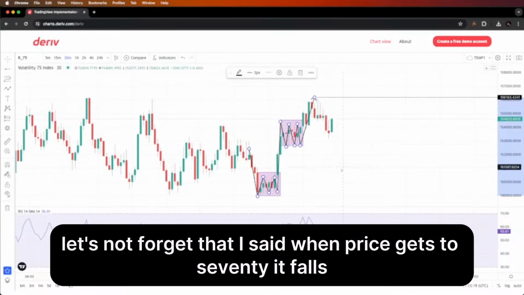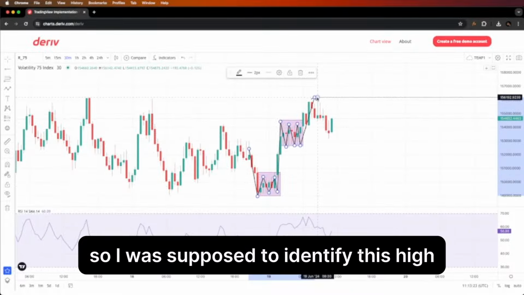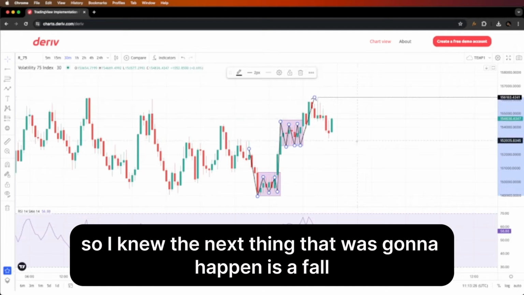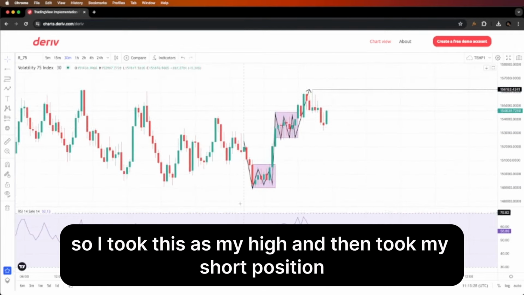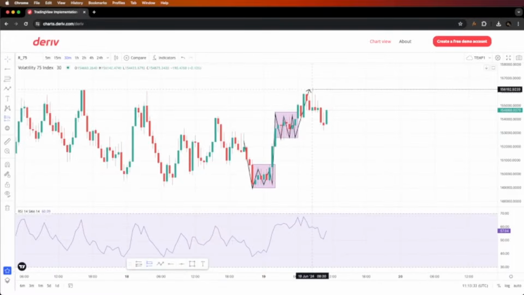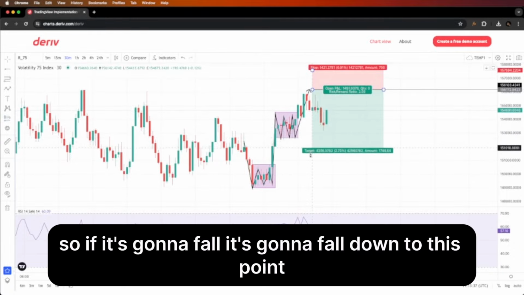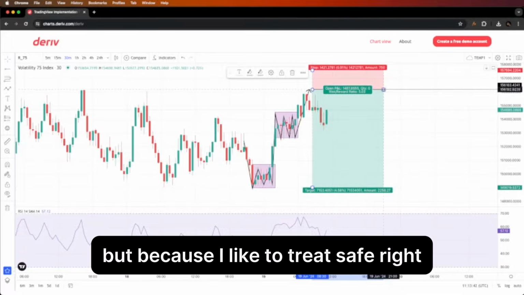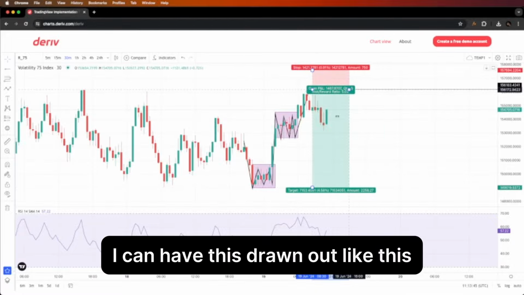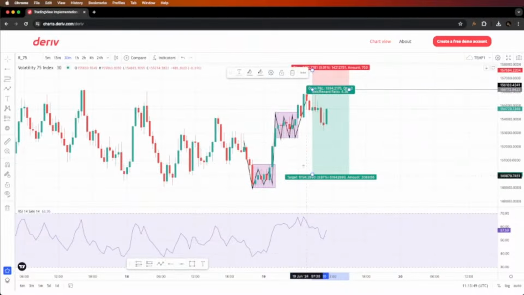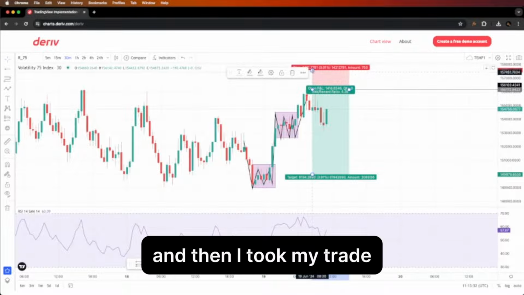Let's not forget that I said when price gets to 70, it falls. So I was able to identify this high, and I knew the next thing that was going to happen is a fall. So I took this as my high and took my short position from here. If it's going to fall, it's going to fall down to this point. But because I like to trade safe, I can have this drawn out like this, and then I took my trade.